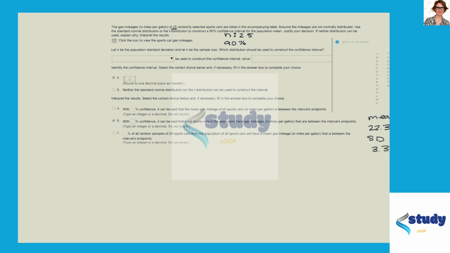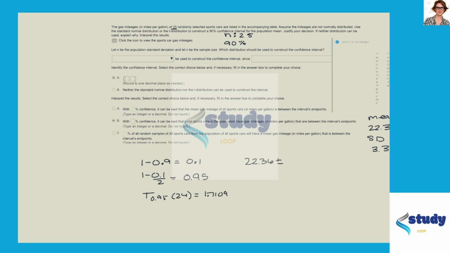And so now you're ready to calculate your t-score. So to get your t-score for a 90% confidence interval, you're going to do 1 minus 0.9, which is 0.1. And then you take 1 minus 0.1 divided by 2, and that is going to be 0.95. So then you have your t-score, 0.95. Degree of freedom is 24. And looking at your chart, it's going to be 1.7109.